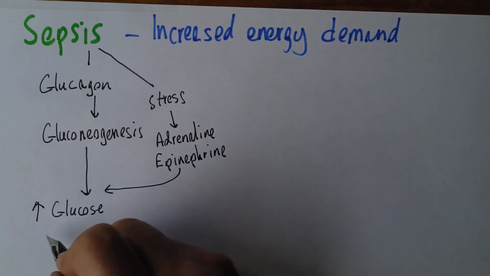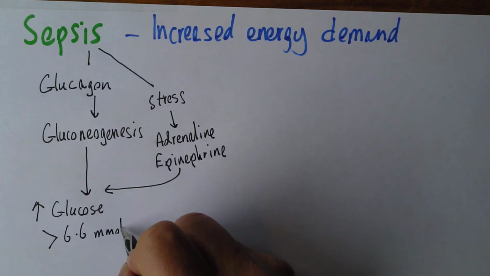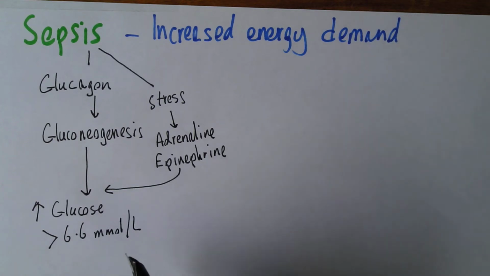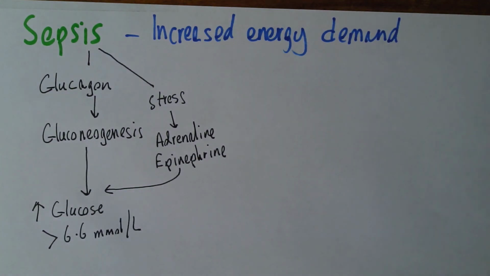And we say if the blood glucose is greater than 6.6 millimoles per litre, in a fasted patient or an anorexic patient who is not diabetic, that is a sepsis criteria in its own right. Now, in a sense, the glucose is good because it's providing energy, but recent studies show that glucose actually needs to be controlled to optimise outcomes in sepsis. So in the clinical environment, we don't want the glucose to go too high.